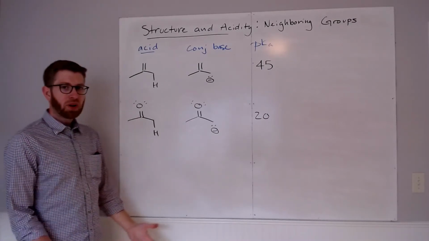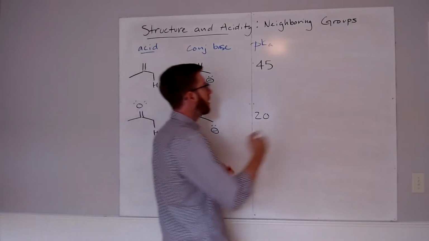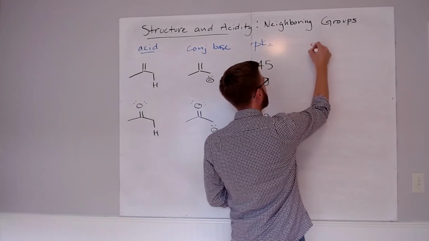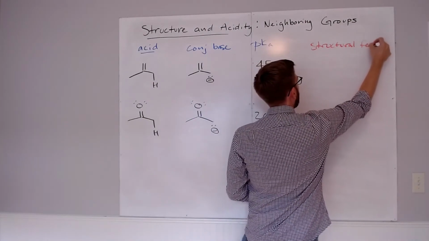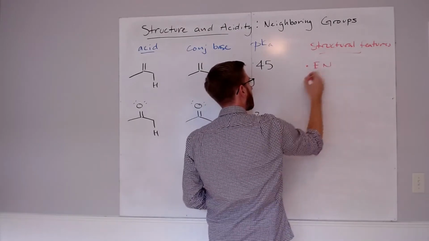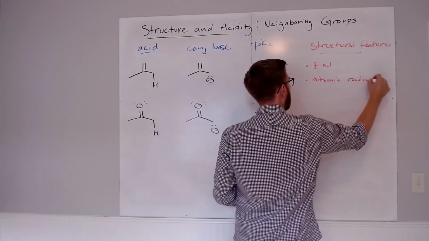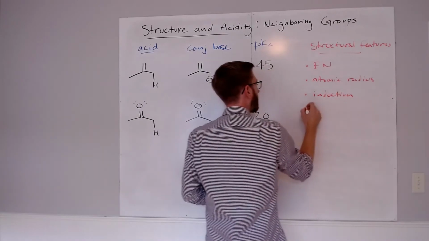So we've at this point established that there are essentially four features that we care about. And there are more, but four that we'll focus on for determining acidity. So structural features: we've got electronegativity. We've got atomic radius. We've got induction. And we've got resonance.